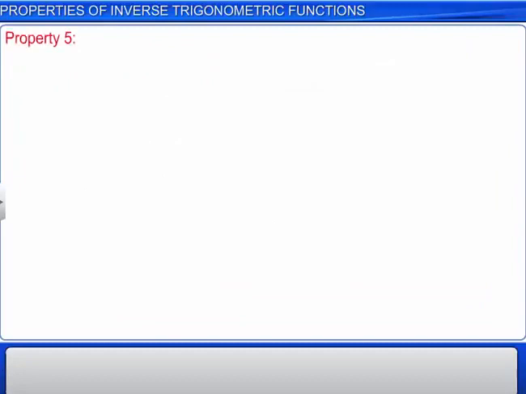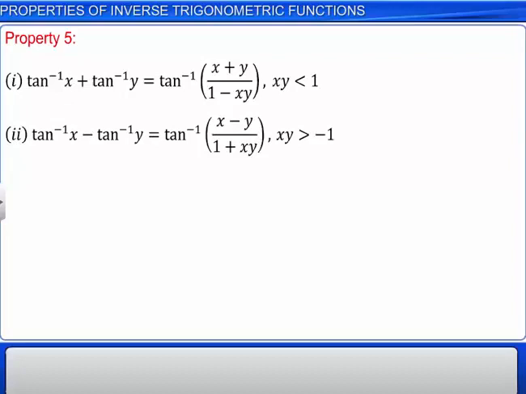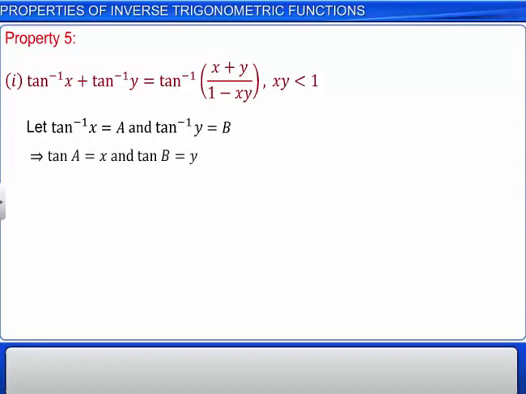The fifth property states that tan inverse x plus tan inverse y is equal to tan inverse of (x plus y) upon (1 minus xy), and tan inverse x minus tan inverse y is equal to tan inverse of (x minus y) upon (1 plus xy). Let's prove the first property. Denote tan inverse x by a and tan inverse y by b. This implies tan a is equal to x and tan b is equal to y.